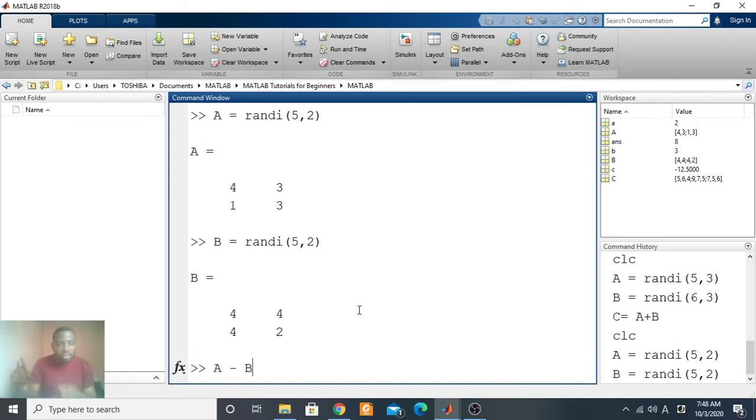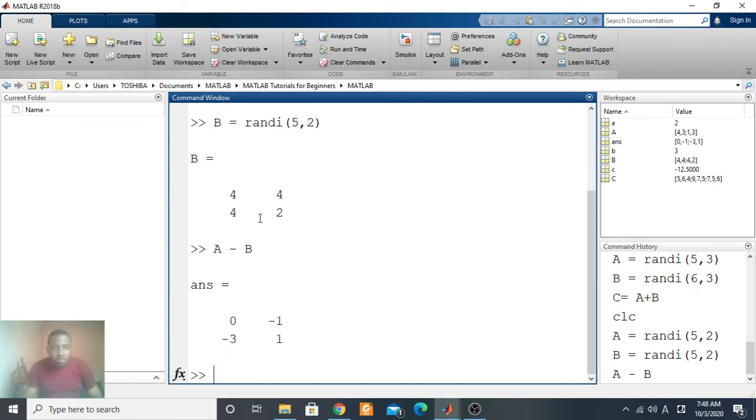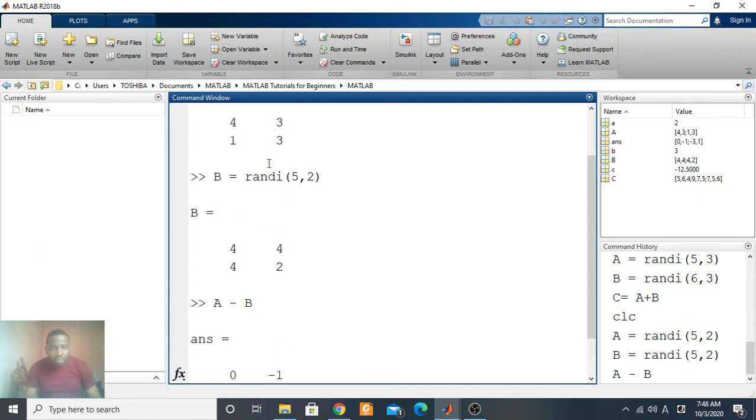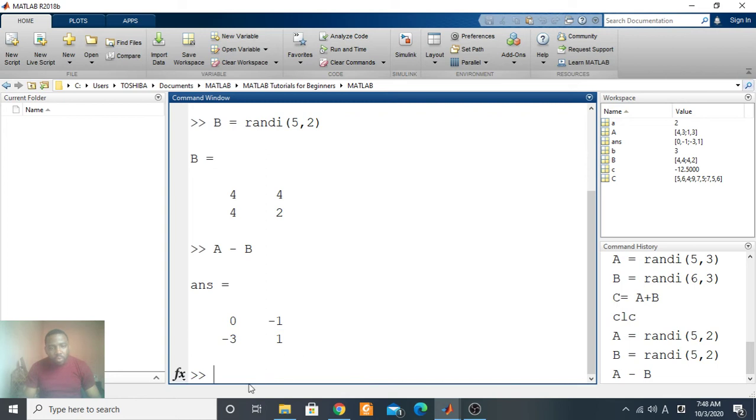Can you just pause the video and give the result right here? Very simple, right? I'm sure you guys are even experts at this. So we'll have 4 minus 4, that's 0. 3 minus 4, that's negative 1. What do we have here? 1 minus 4, that's negative 3. And then 3 minus 2, that's 1. All right. So that's that.